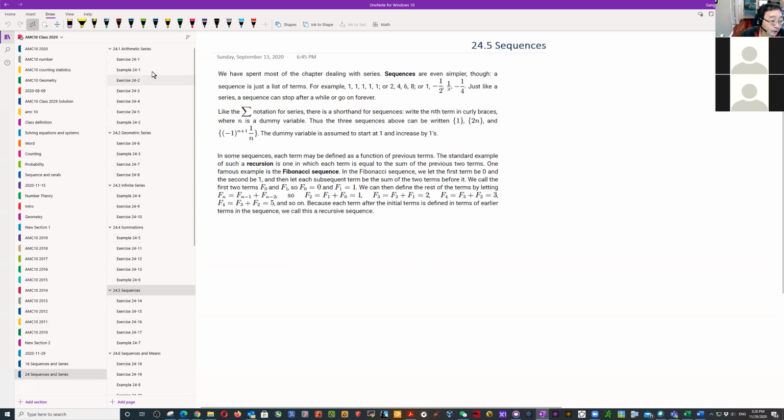We talked about the series, then there's also the sequence. And sequences are just lists of numbers. This is 1, 1, 1, 1. This is a constant sequence. This is the even numbers. This is the reciprocals with alternating positive and negative signs.